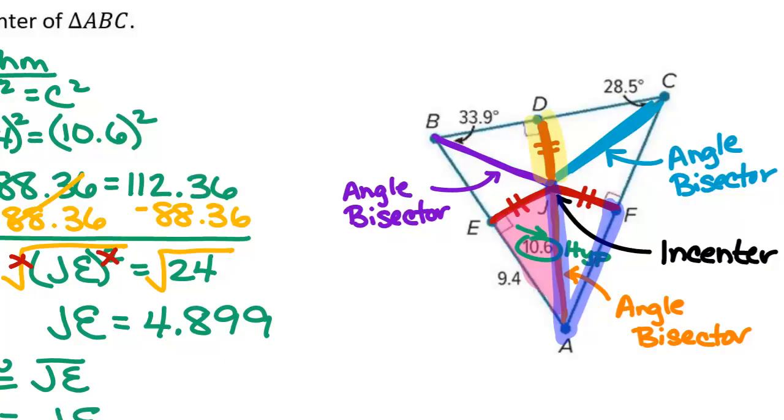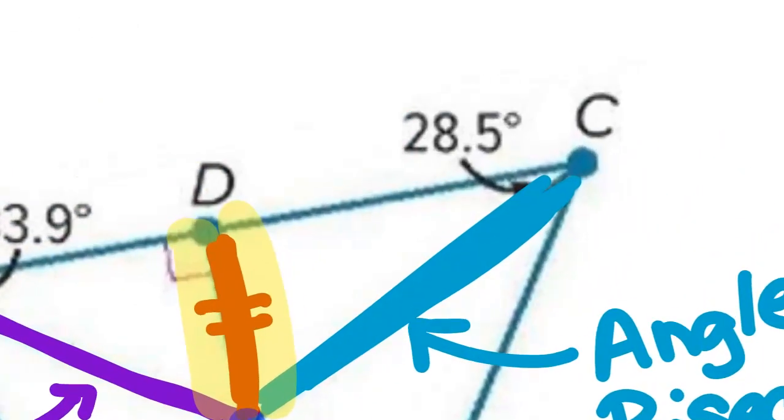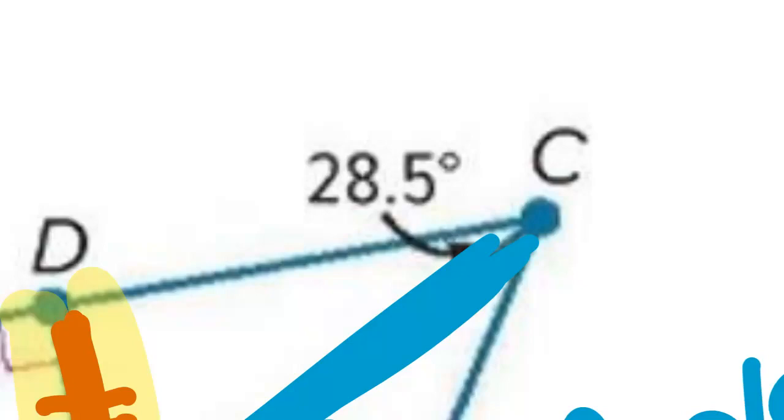But what did we call segment JC, segment JB, and segment JA? What are those all labeled as? Angle bisectors. What do bisectors do? Split things in half. In this case, because it's an angle bisector, it's cutting an angle in half.